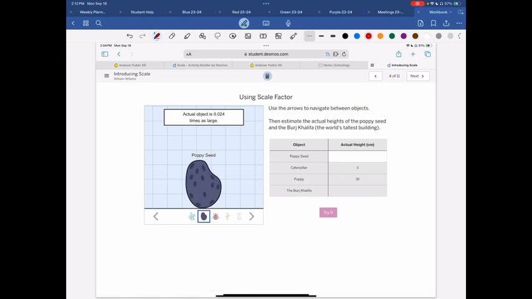So poppy seed, this is 4 centimeters. This is at 3 centimeters. So it's bigger than 3, smaller than 4. Again, you can use a ruler. But I'd say it's about 3.1.